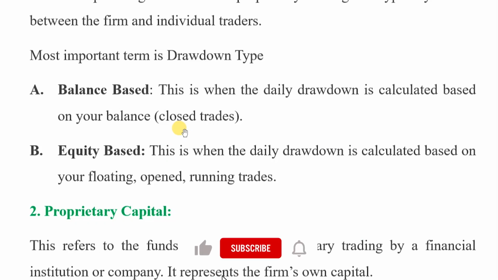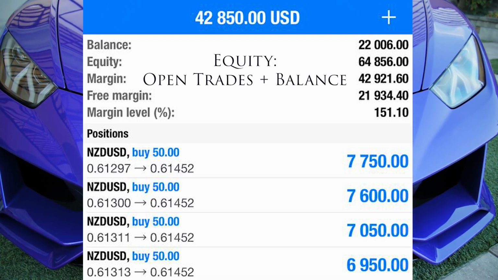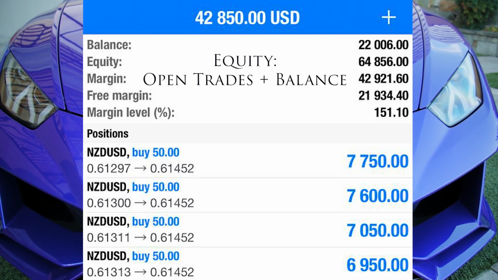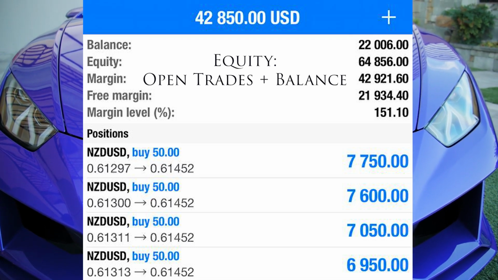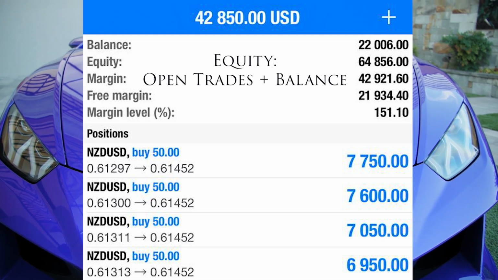The steps to trade are this. When you create an account, you fund the account. The moment that fund gets into your trading app, that fund becomes a balance. Then equity is when you are currently in a running trade. If you're in profit or in a loss, the floating amount plus the balance becomes your equity.